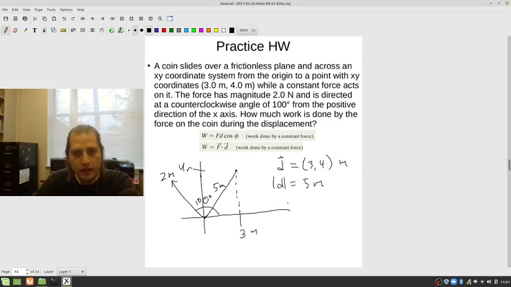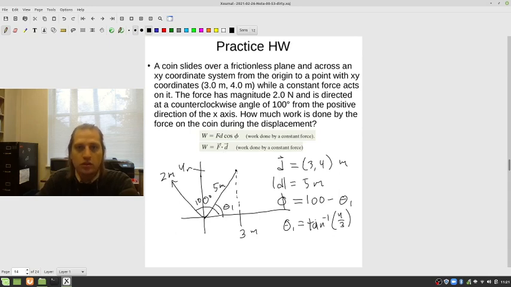So one way that you could do this is to find this angle here, let's call that angle 1, and then your phi would be 100 minus that angle 1. One way that you could do it would be to go inverse tangent of 4 meters over 3 meters, so 4/3. And then find this, and then go ahead and use 2 times 5 times cosine of 100 minus that angle 1. So that'd be one way to do it.